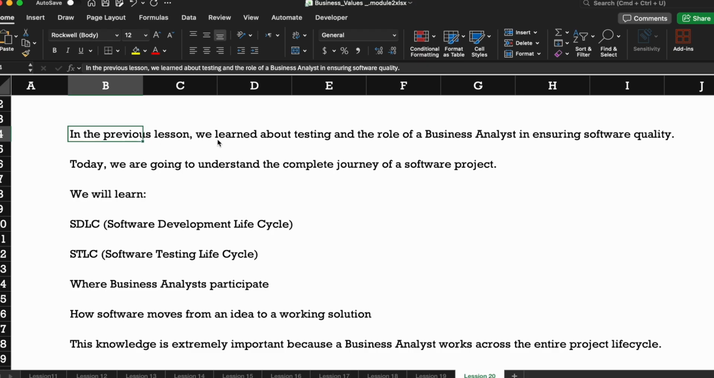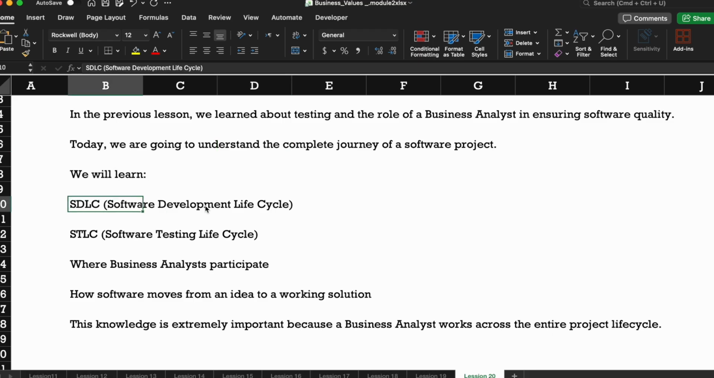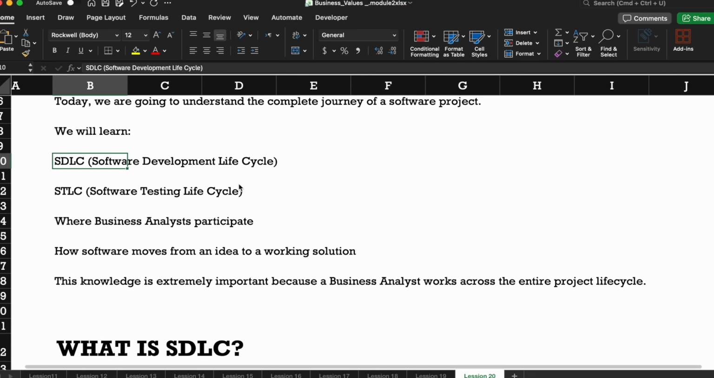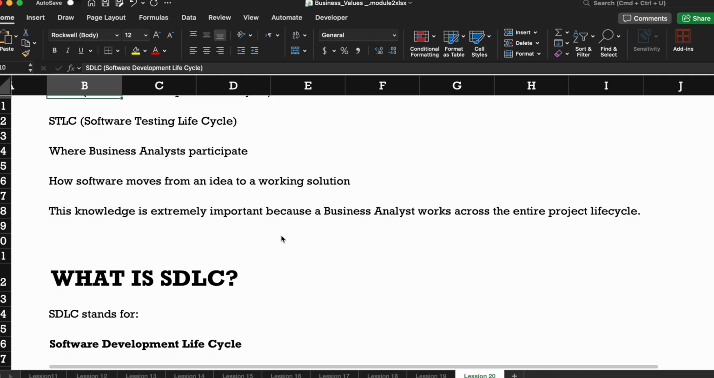Lesson number 10 for module number 2. In the previous lesson, we learned about testing and the role of business analysts in ensuring software quality. So today we are going to understand the complete journey of a software project. We touched on STLC in the previous lesson. Now we will learn SDLC, which is the software development life cycle. This is also asked in job requirements, so you have to understand SDLC. And STLC, the software testing lifecycle, where the business analysts participate, and how software moves from an idea to a working solution. This knowledge is extremely important because business analysts work across the entire project lifecycle.